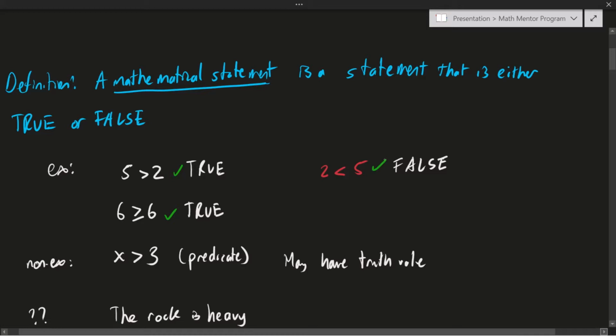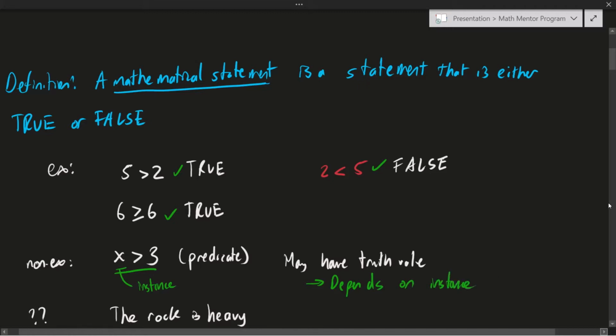On the other hand, this one over here, x is greater than 3, is not a mathematical statement. This is called a predicate. The reason why it's not a statement is because we don't know what x is. It could be a mathematical statement if we define what x was. For example, let x be 5. Then this would be a mathematical statement. It would be true. So it may have a truth value, but that would depend on an instance, which is x. So we call x here an instance.